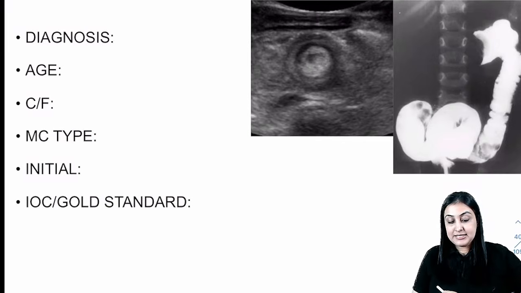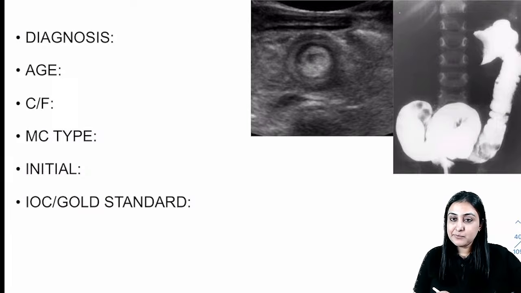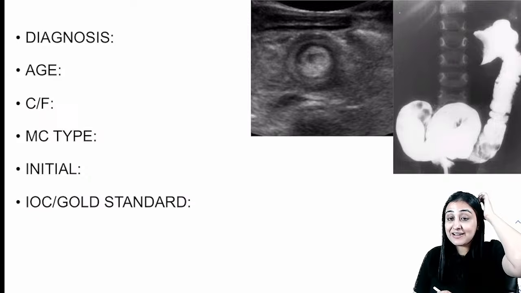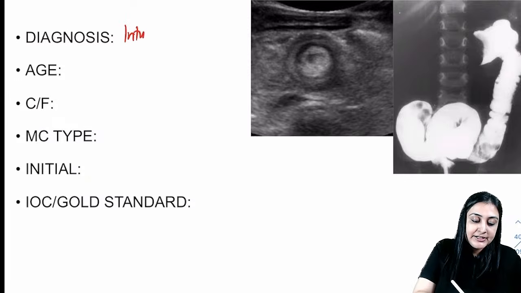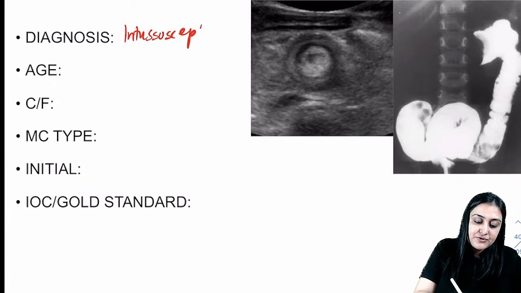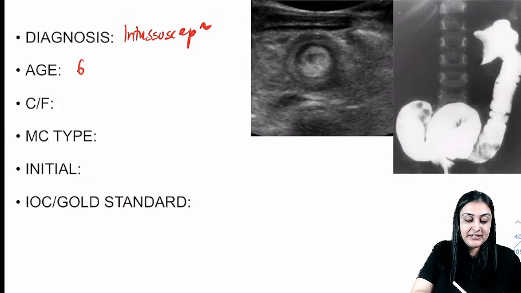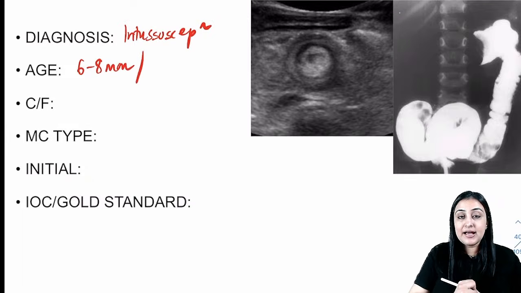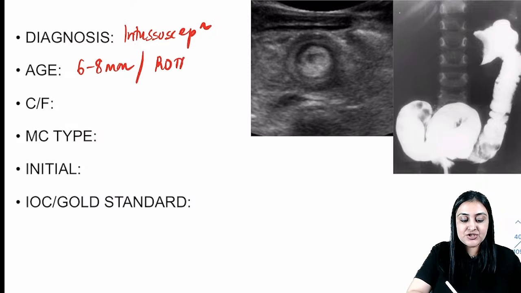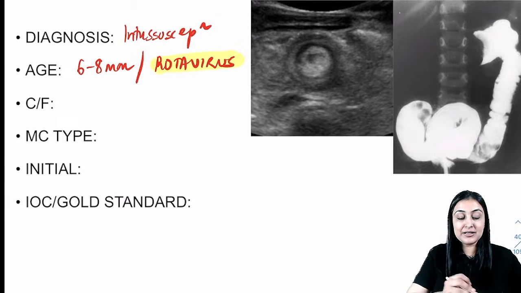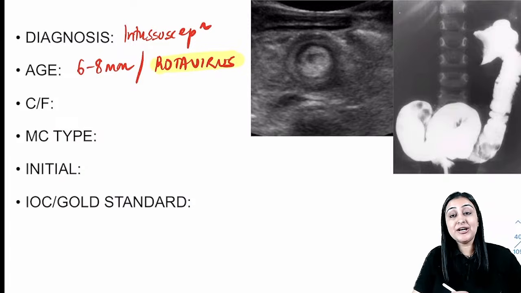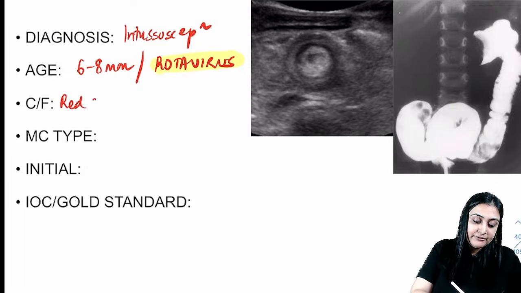Okay, ठीक है. What is this? Very, very important. One ultrasound image and one barium image. So diagnosis is intussusception. Okay, so intussusception usually is gonna present around 6 to 8 months. In the exam, they are always gonna mention rotavirus. Ki rotavirus vaccination hua and the child is now coming to you with pain abdomen and lower GI bleed. So very typical clinical presentation, red currant jelly stools.